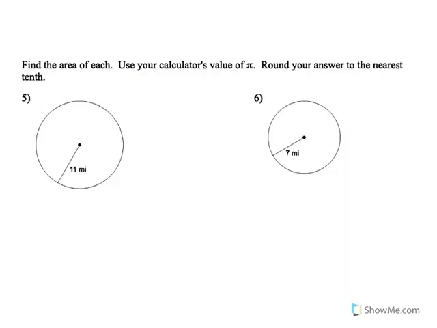All right, circles are a whole different ball game here. Notice it says use your calculator's value of pi. If you're at home doing this, use 3.14. You're going to be close enough. If you're in the classroom, ask me how to use the pi button, because it just makes your answer 100% more accurate. Whereas if you use 3.14, you're probably going to be off by a few decimals, which isn't a big deal in the grand scheme of things.